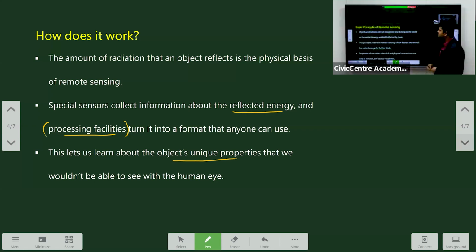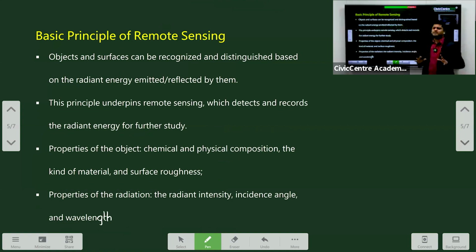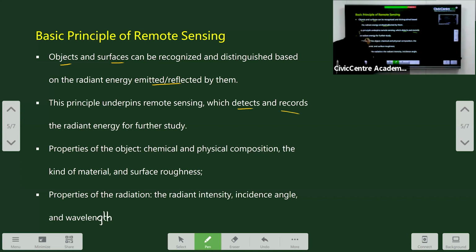Now moving forward, what is the basic principle? As I told you, the objects and surfaces can be recognized and distinguished based on the radiant energy which is reflected or emitted by them. This principle underpins remote sensing. So this is the basic principle of how remote sensing works. There's an incident radiation, and based on how much is emitted or reflected from it, we are going to see the images. And I told you they are going to be in different wavelengths, right? So this will detect and record the radiant energy for further study.